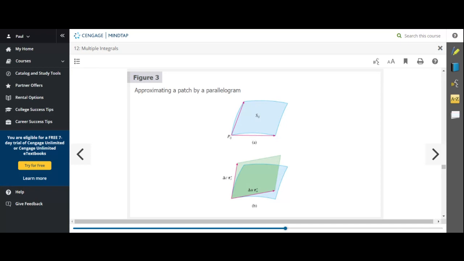Well, now to find the area of a parallelogram, what's involved? What special operation between the two vectors is involved in helping you find the area of a parallelogram? Do you recall? Well, it's going to be the cross product.